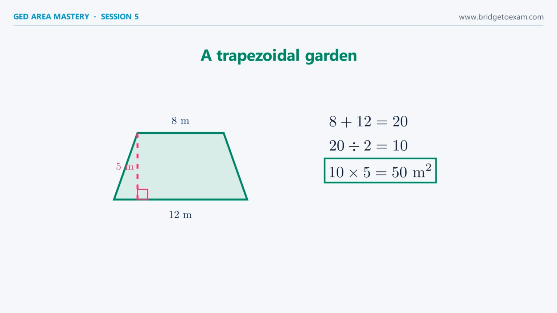A trapezoidal garden has parallel edges of 8 meters and 12, and a depth of 5. 8 plus 12 is 20. Half is 10. 10 times 5 is 50 square meters.